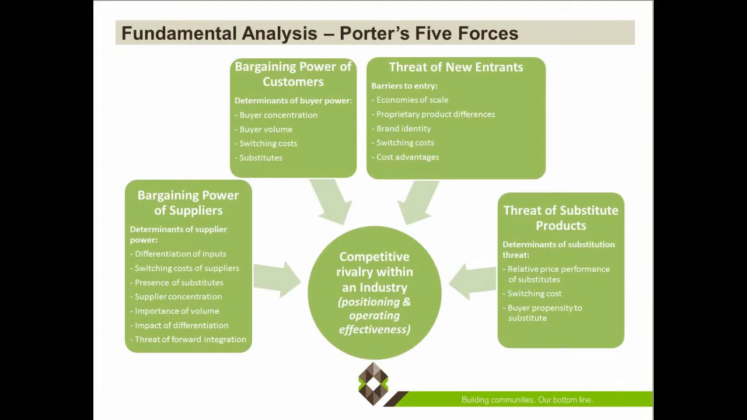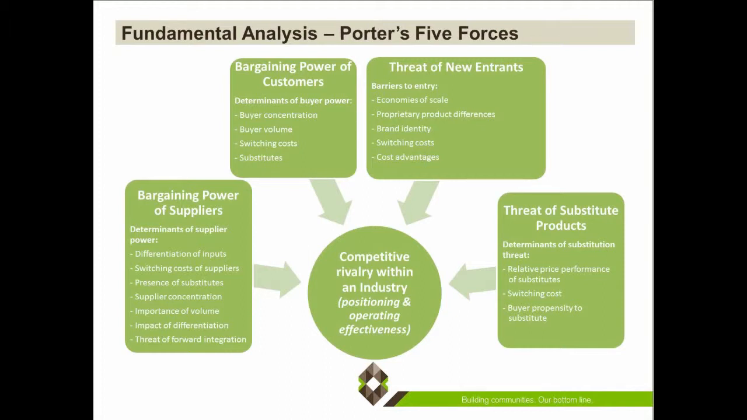Substitution threats come in if your product is easily replicable, or can they take something out that can still do the same, add the same value or do the same thing that could make your product redundant? All these, so bargaining power of suppliers, or that is the last one.